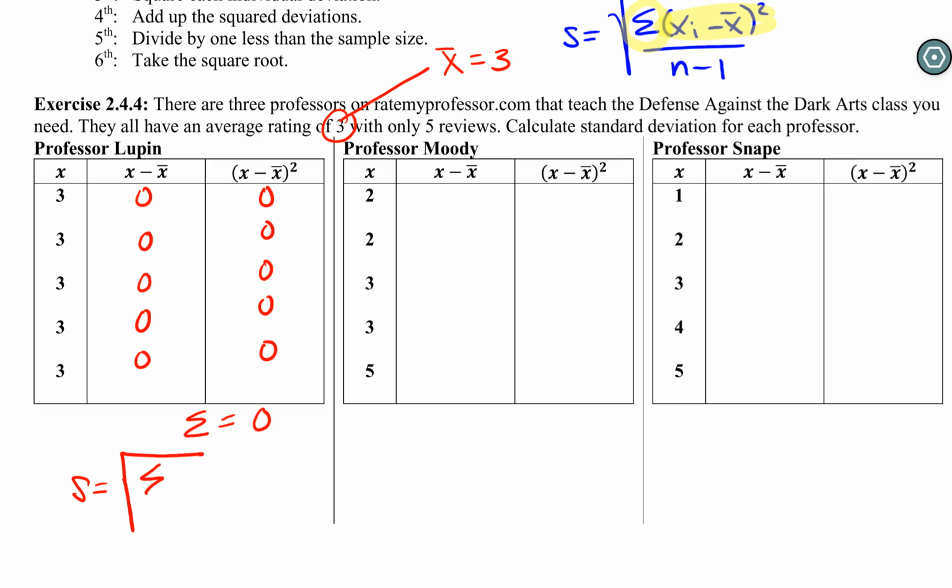It's the square root of that sum divided by n minus 1, which is 0 divided by, we have 5 reviews, that's our n.